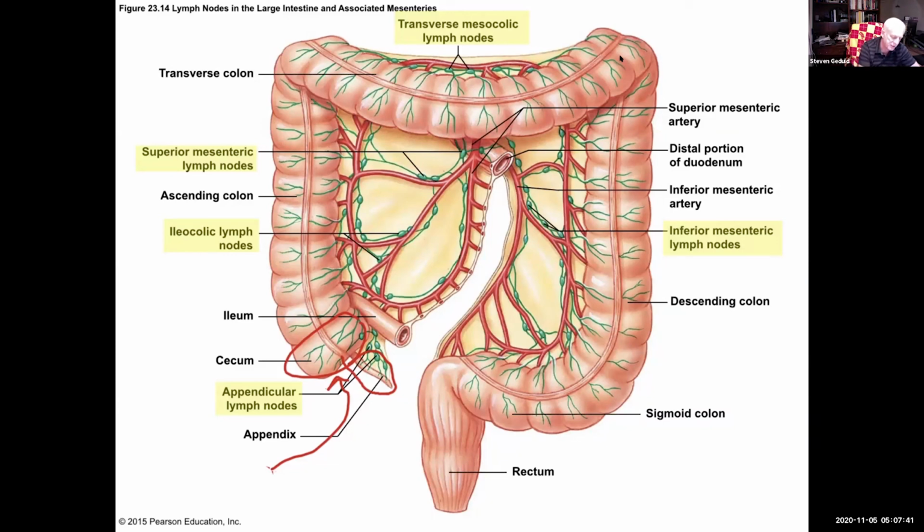Okay, but that's lymphatic tissue. That's where the appendix is located. Then this is your large intestine. We haven't gotten into that yet, but this is your ascending colon. This is your transverse. This is your descending. This is your sigmoid. And that's your rectum as you go through the digestive system. And those are all the lymph nodes associated with each of those sections.